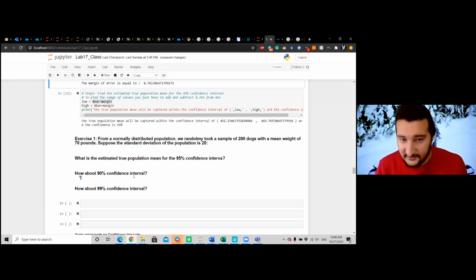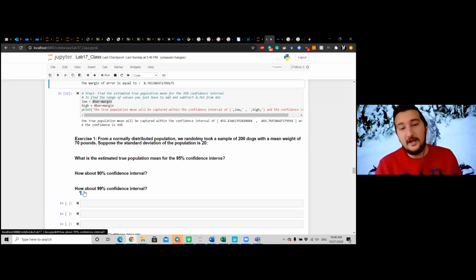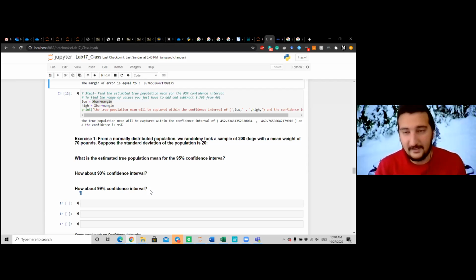How about 90% confidence interval? How about 99% confidence interval? And I believe you should have no difficulties tackling this exercise given the examples that we covered.